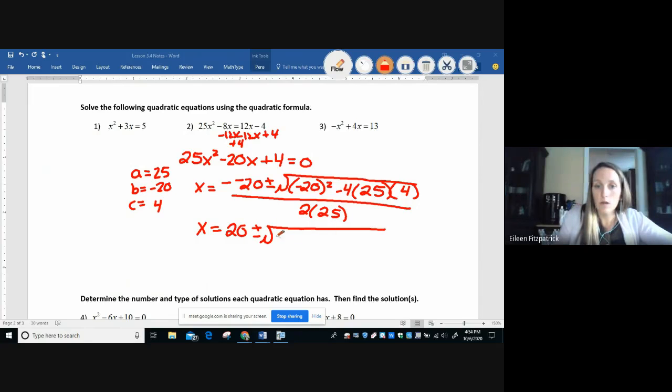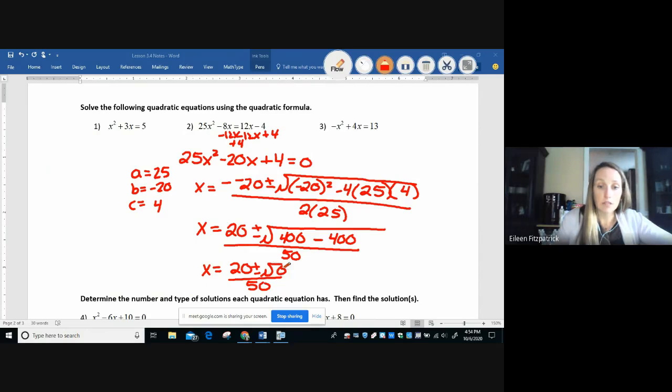Negative 20 squared is a positive 400, minus 4 times 25 is a negative 100. Negative 100 times 4 is negative 400. All over 2 times 25 gives you a 50. 400 minus 400 gives you a 0. So you have 20 plus or minus root 0 over 50.